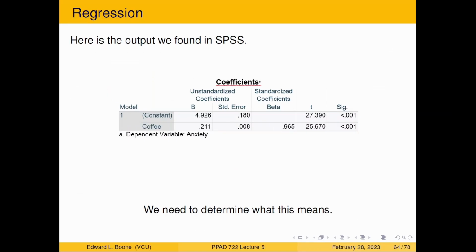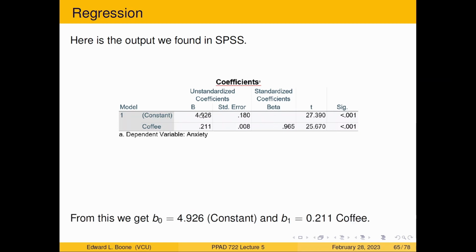Okay, so to make this a little bit easier to see, here's the output we found in SPSS, specifically the coefficients. And we need to know what this means. We're not going to talk about every little item on here right now, but we're going to get the big pieces off of it. So we're specifically interested in determining what the coefficients are.